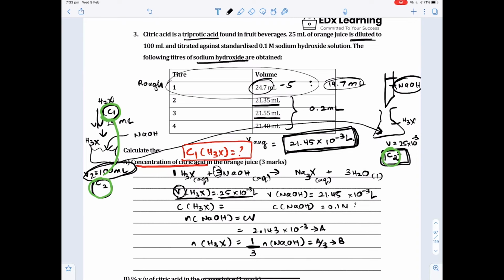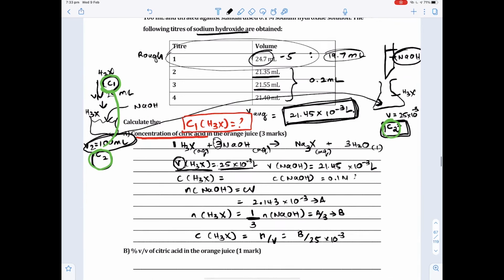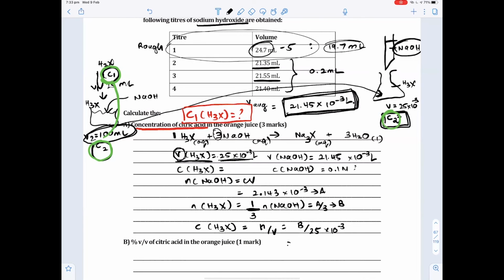We have the volume of H3X. What can I find now, Gerald? You can find the concentration of H3X. Which concentration? C1 or C2? C2. Good. So your C equals N on V equals B divided by 25 times 10 to the power negative 3. What do we get? 2.8573 times 10 to the minus 2. Good. So that's C2. Now remember again, we want to find C1. So store that as C. So now we can say C1 V1 equals C2 V2.